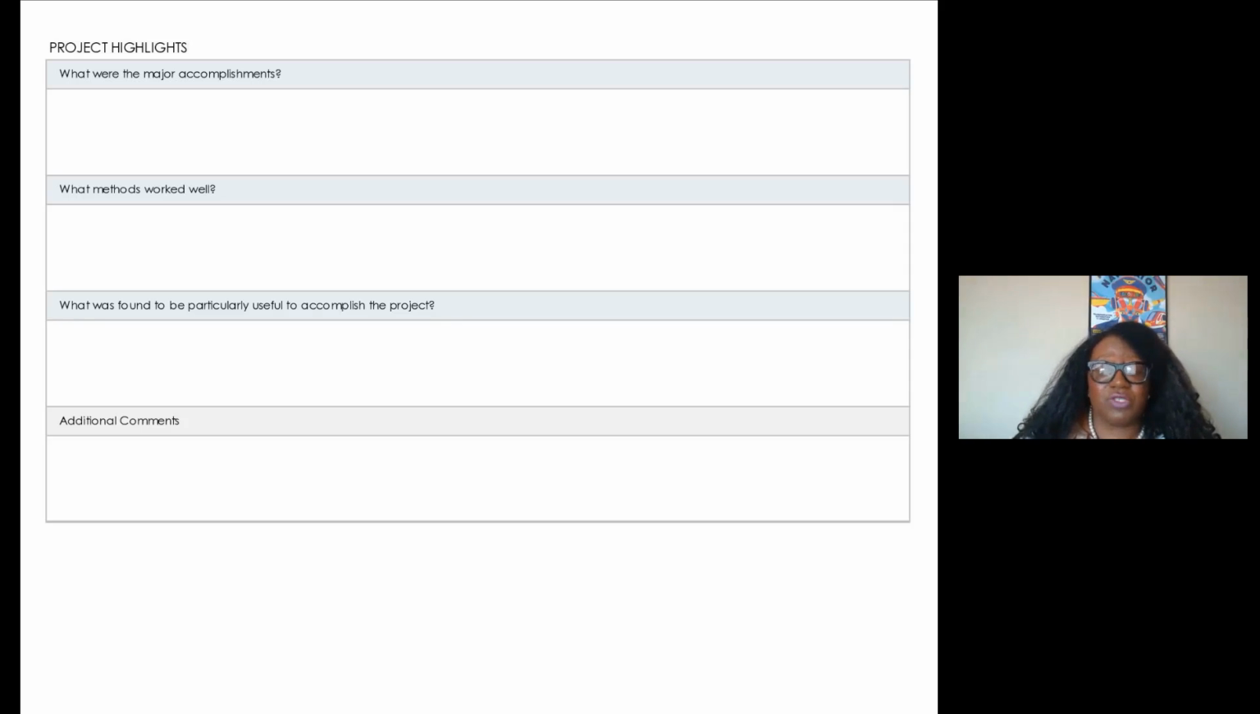Sometimes, well, almost always when you're managing a project, you find little tips and tricks that you can share about the project. You write them in this section again so that you're documenting and it becomes an asset for the organization. And then again, more additional comments.